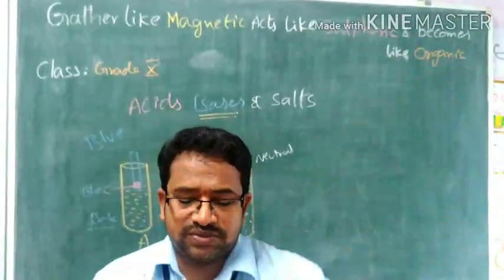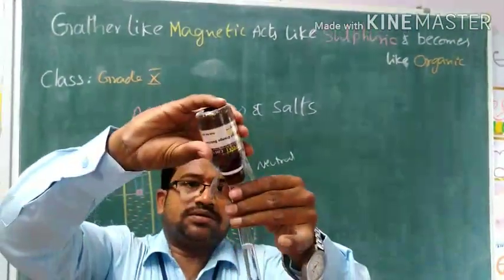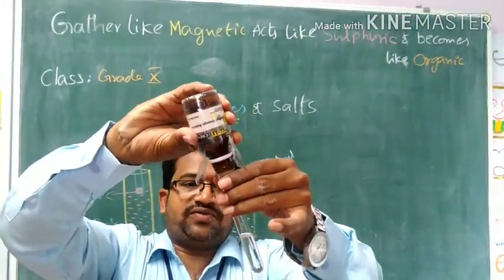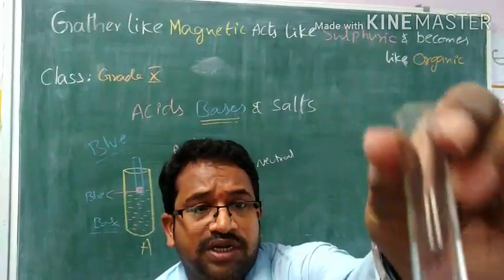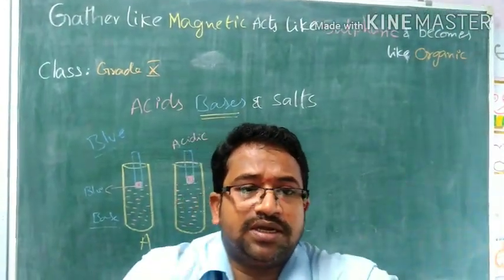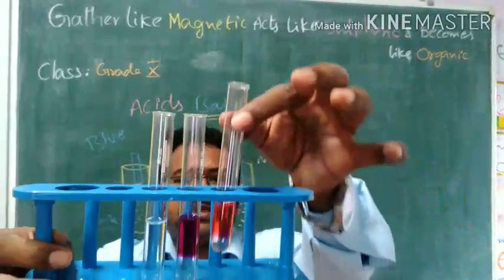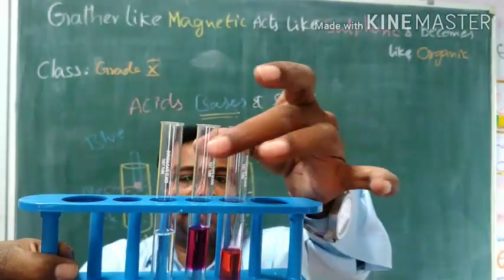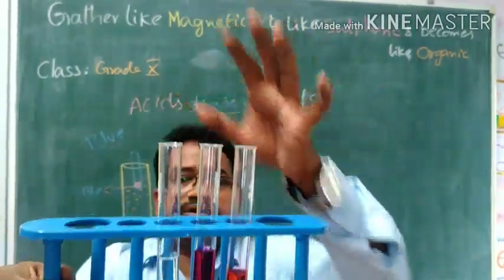Now when you add to this one, it's unaffected. So from this we can conclude that test tube A is acid, it is base, and it is about neutral.